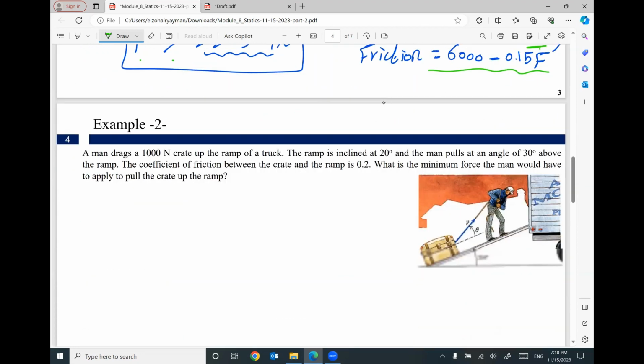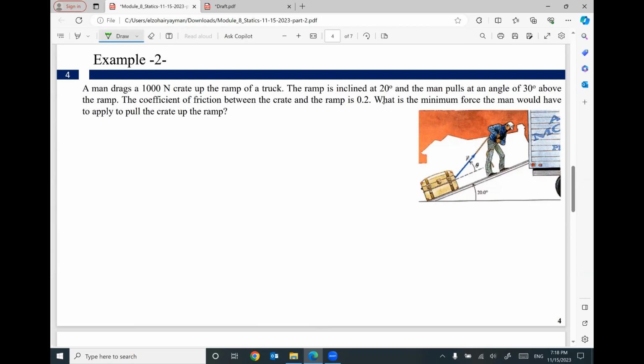The second example: we have a man, looks like an old man, trying to drag this box, and this box has a weight of 1,000 Newton, up the ramp of a truck. Looks like he is moving, and he is renting a U-Haul to move. So he is trying to move this box with 1,000 Newton weight up the ramp of the truck.